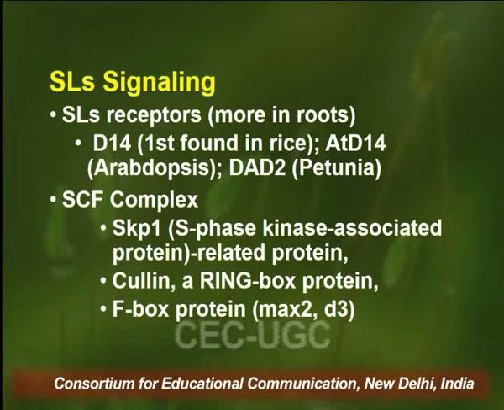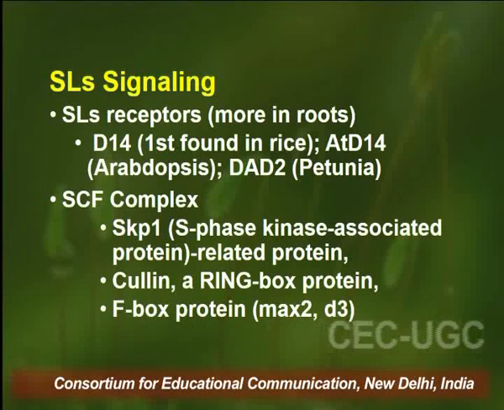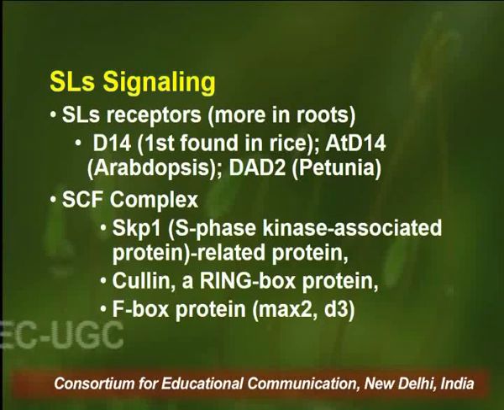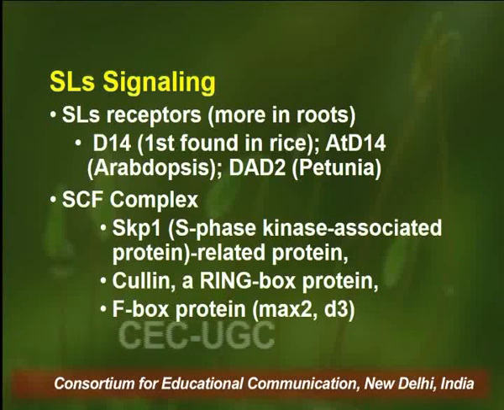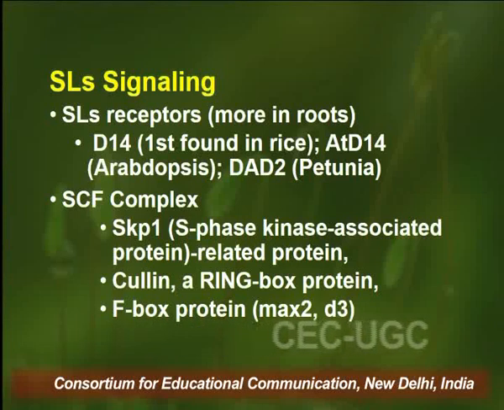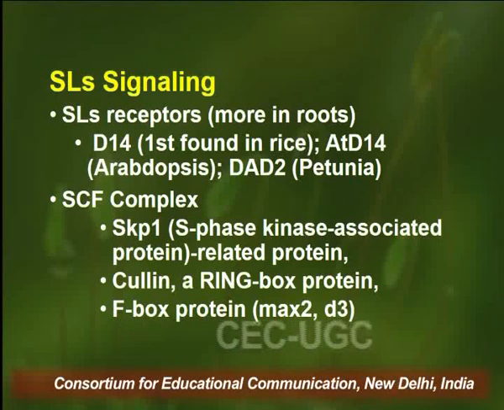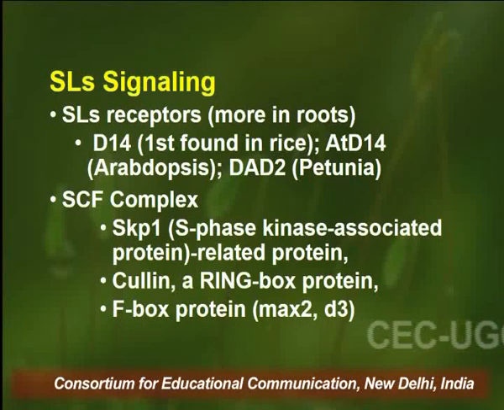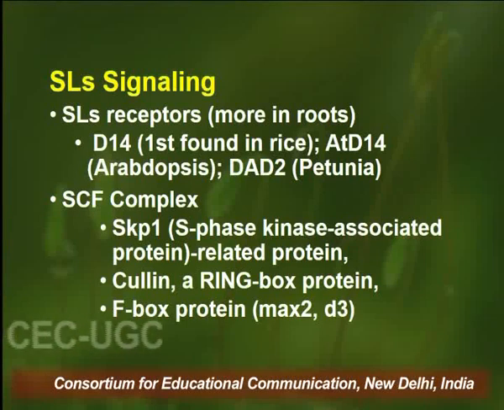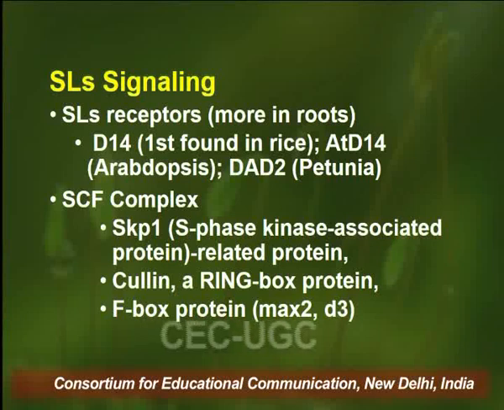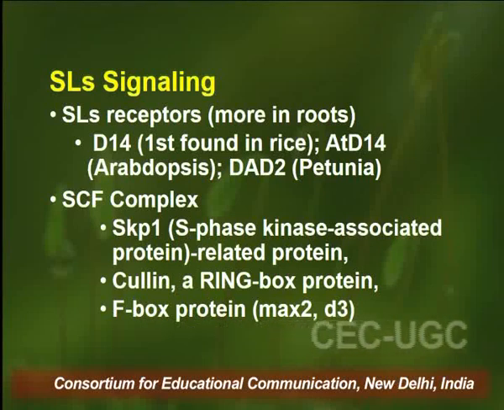Then the SCF complex. As we have discussed already in the case of jasmonate, the SCF complex is also present in the strigolactone signaling system, and we know that the SCF complex is a mixture of three proteins: SKP1, cullin, which is a ring box protein, and an F box protein. In the strigolactone signaling system, MAX2 and D3 are the F box proteins that form part of the SCF complex. And this SCF complex is nothing but a repressor protein complex which inhibits the signaling of strigolactones.